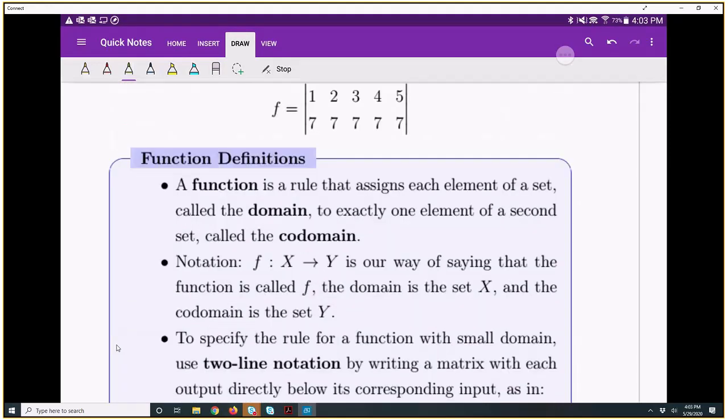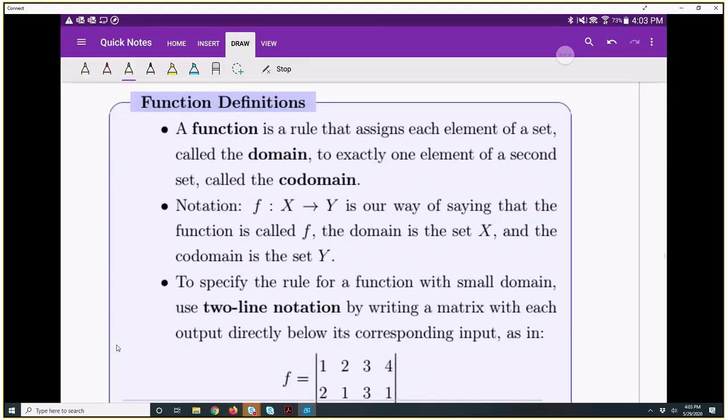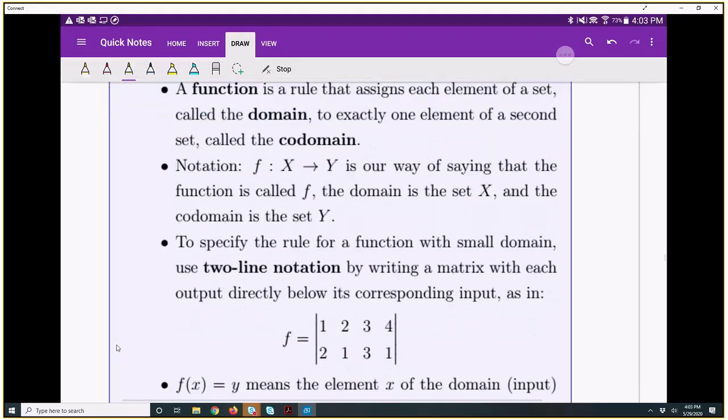And then scrolling down, you'll see just a recap of the definitions we've done so far. Function, domain, codomain, and so on.